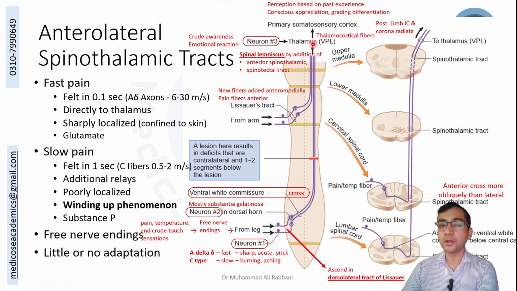And the third order neuron, VPL, its axon moves up as the thalamocortical fibers. They will move through the posterior limb of the internal capsule and corona radiata until they reach the primary somatosensory cortex, that is areas number 3, 1 and 2. And here you will perceive based on your past experience, you will consciously appreciate it, and the different gradings will be appreciated here.